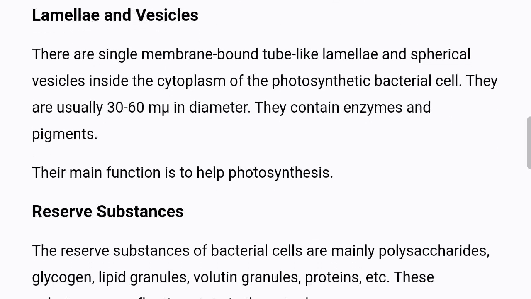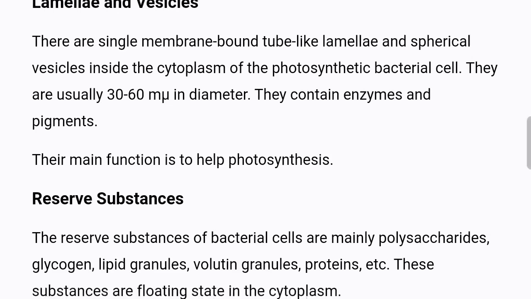Lamellae and vesicles. There are single membrane-bound, tube-like lamellae and spherical vesicles inside the cytoplasm of the photosynthetic bacterial cell. They are usually 30 to 60 millimicrons in diameter. They contain enzymes and pigments. Their main function is to help photosynthesis.